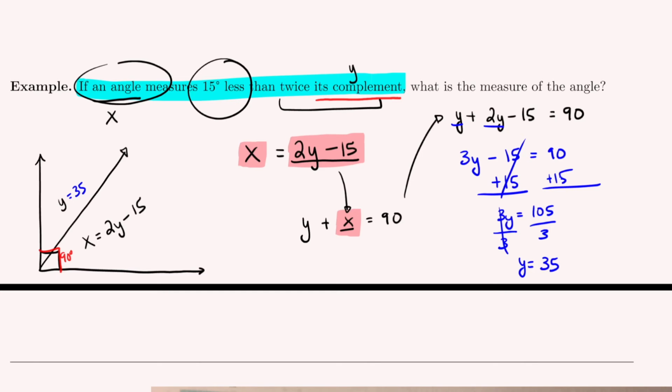Or alternatively, y is 35, but we know 2 times y minus 15 is x. So 2 times 35 minus 15 will be equal to our x value. Type this into our calculator. 70 minus 15 is equal to 55. So x is 55 degrees.